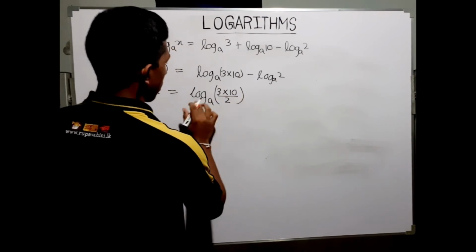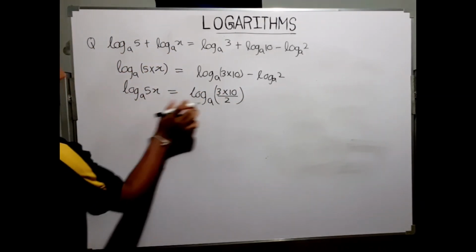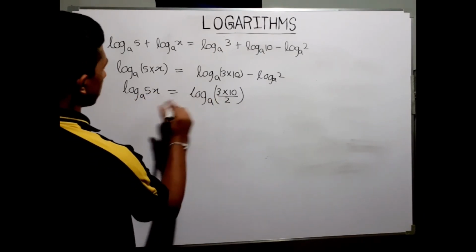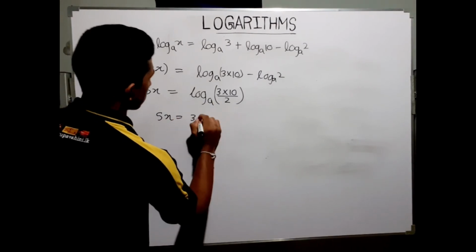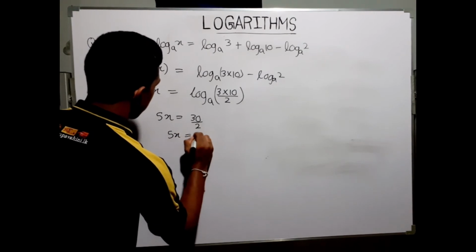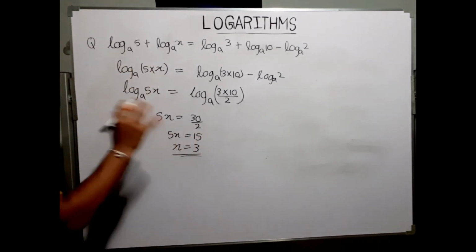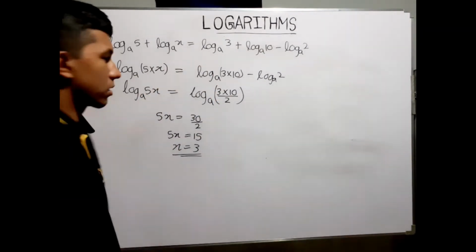So this, in bracket, log value of 3 into 10 over 2 to the base a. Now if we look at this, both have the same thing, so log a. So we can equate this: 5x is equal to 3 into 10, which is going to be 30 divided by 2. So 5x is going to be 15 and x is equal to 3. So this is a very simple question for the general start of the lesson of logarithm.